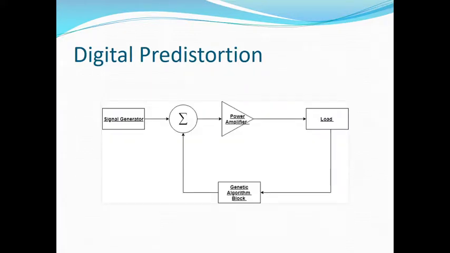This is the block diagram for digital predistortion, where the input is fed to the power amplifier, giving the nonlinear response. The output again goes to the genetic algorithm block, where the coefficients get trained, giving the inverse characteristics of the power amplifier, and again it's fed back to the power amplifier, giving the linear response.